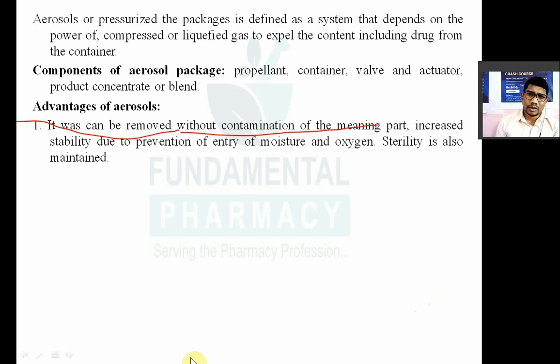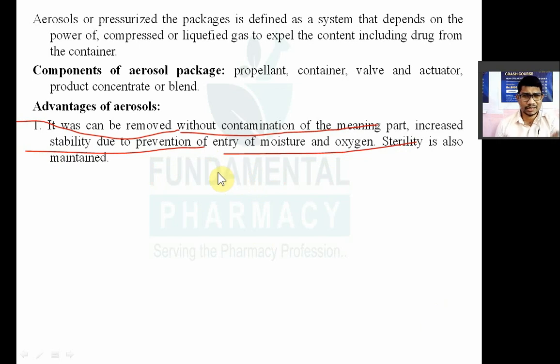Increased stability. There is increased stability in case of aerosols because in the container there is a prevention of entry of oxygen and water. So oxygen and water are not going inside the container. That's why their stability is increasing. So in case of aerosol there is less chance of contamination and also stability is enhanced due to prevention of entry of moisture and water.